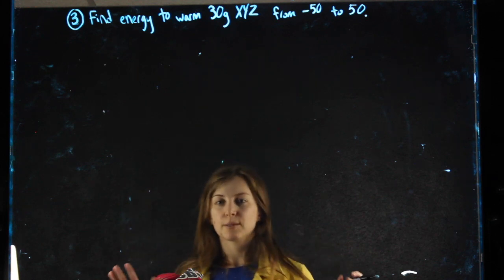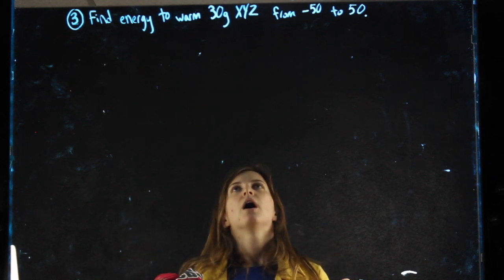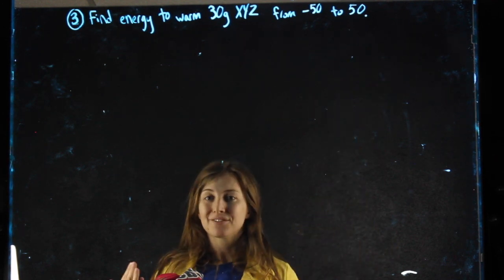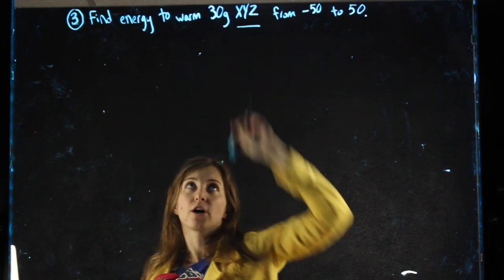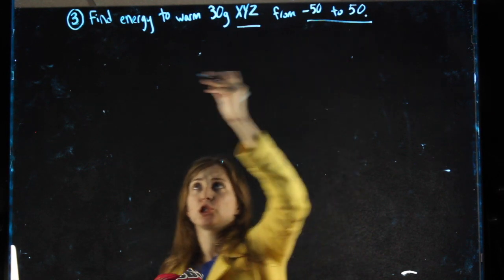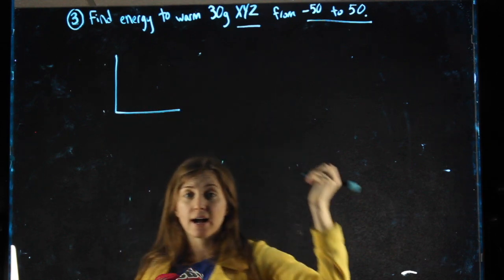For this question, similar type of problem as number 2. One substance changing temperature, that's it. The difference in this question is I'm not dealing with water, I'm dealing with this made up substance. So when I'm looking at the temperature change, I'm going to draw my graph.